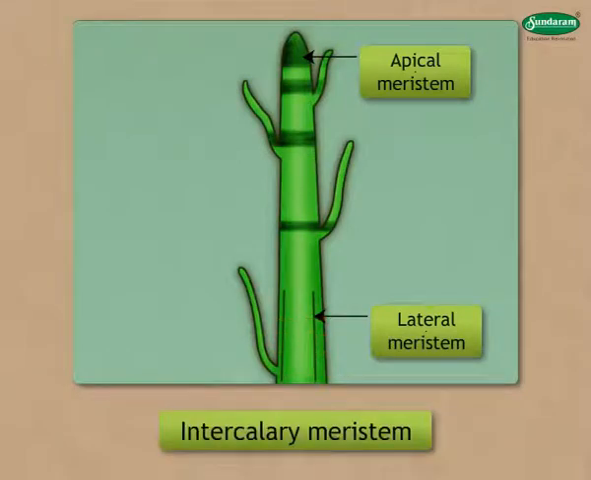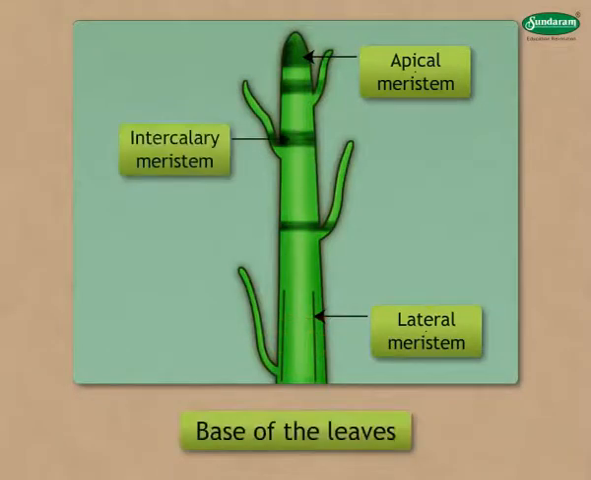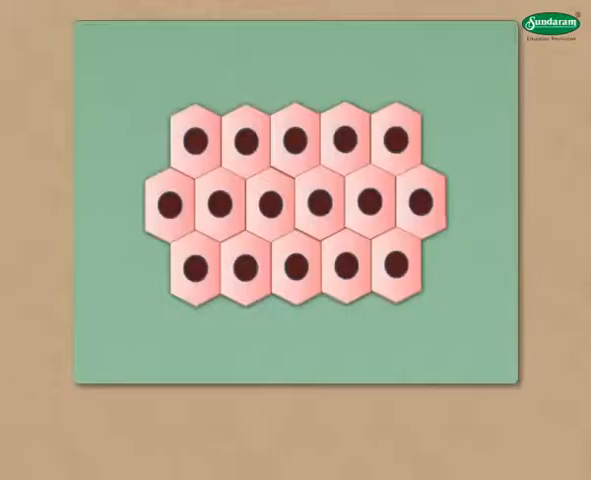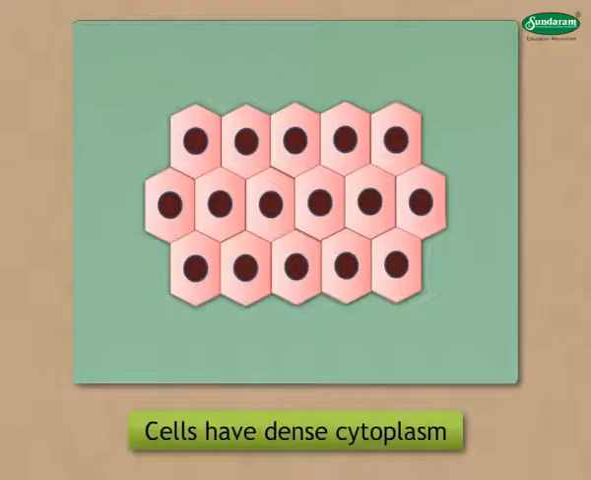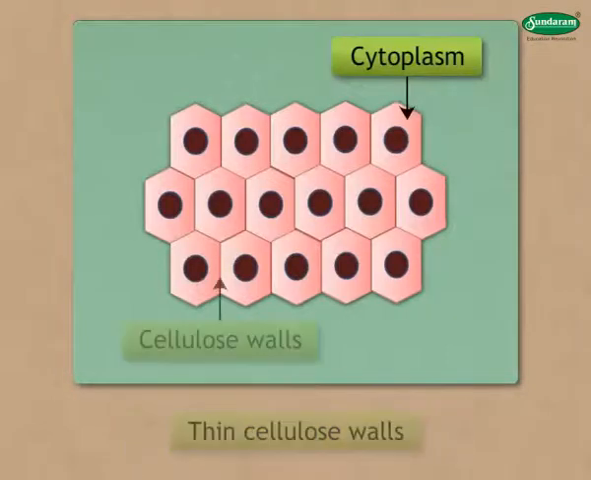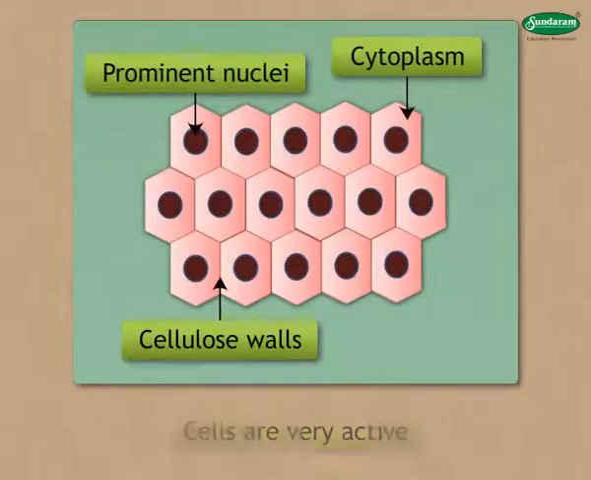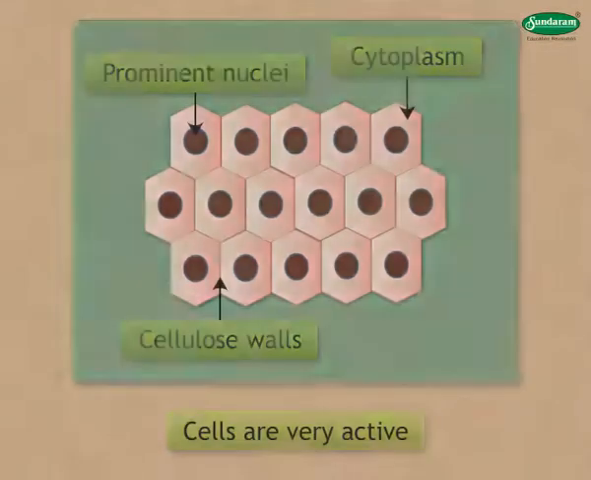Intercalary meristems are present at the base of the leaves, at the nodal region of the twigs. The cells of this tissue have dense cytoplasm, thin cellulose walls, and prominent nuclei. These cells are very active.